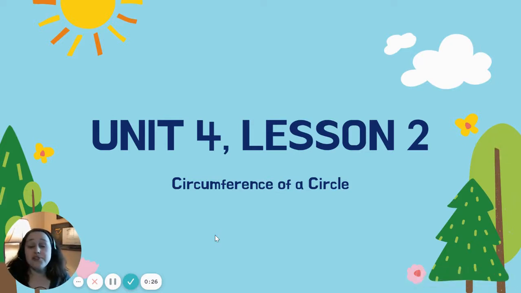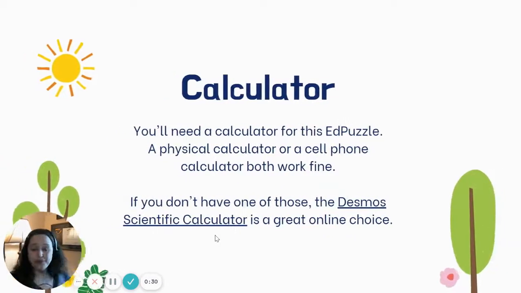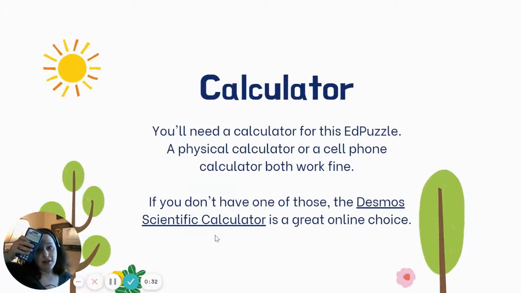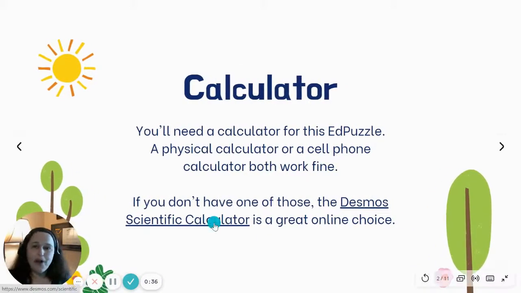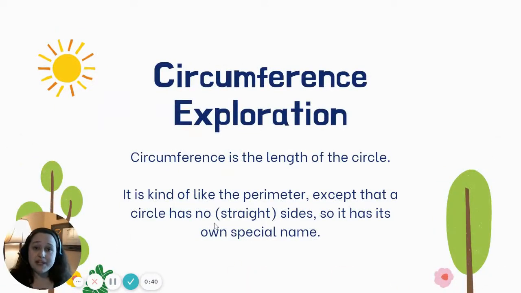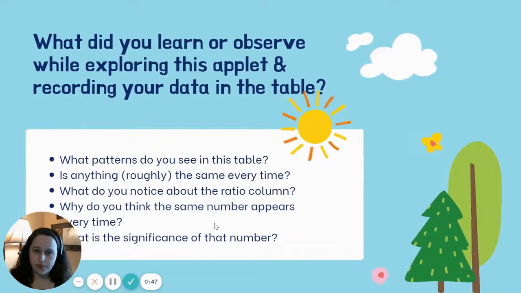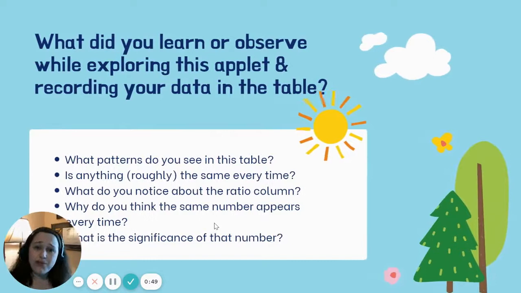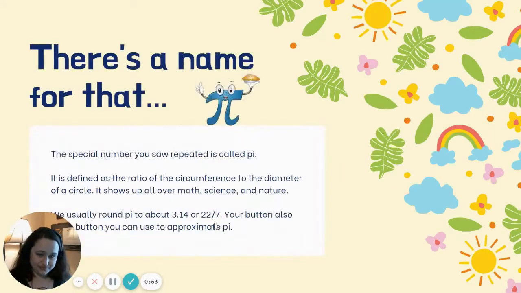We've been learning about circumference of circles. As a reminder, you need a calculator. A physical calculator, cell phone calculator, or online calculator will all work. You've already completed the circumference exploration. You've looked for patterns. You've responded telling me what you noticed when you found that pattern. And now we're going to talk about what you noticed.